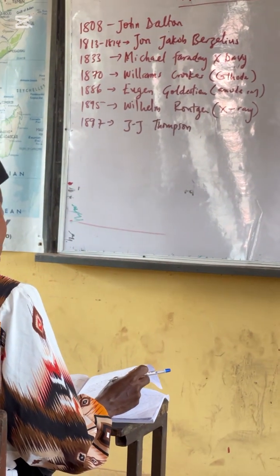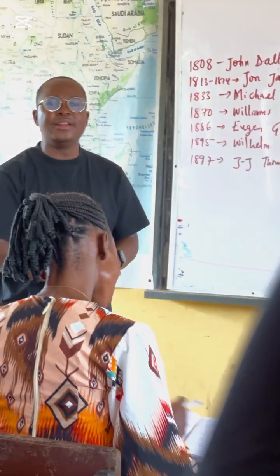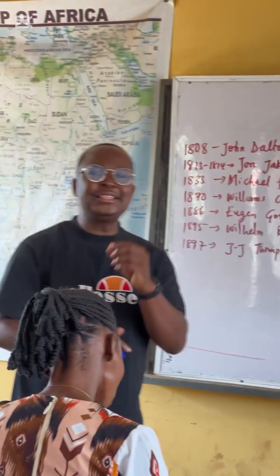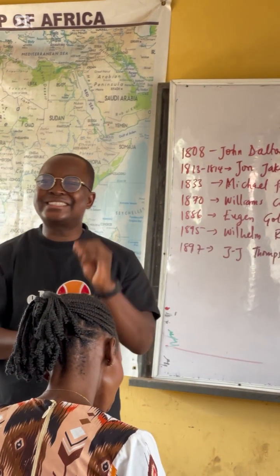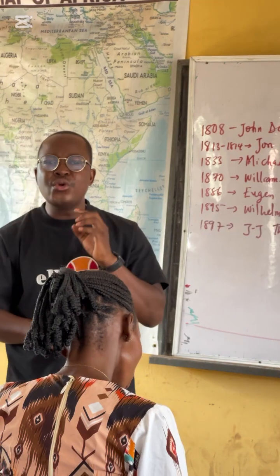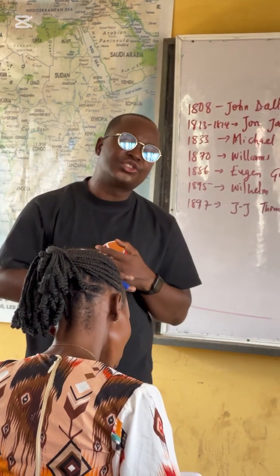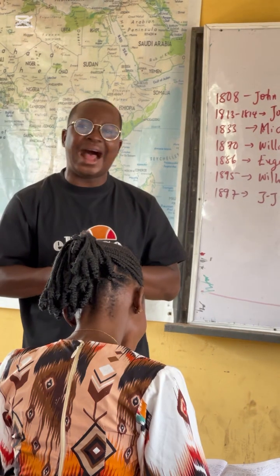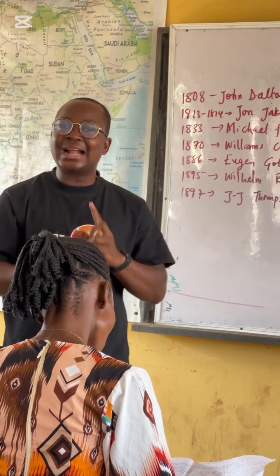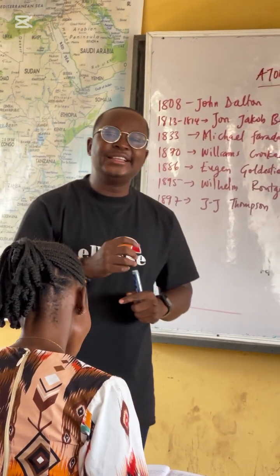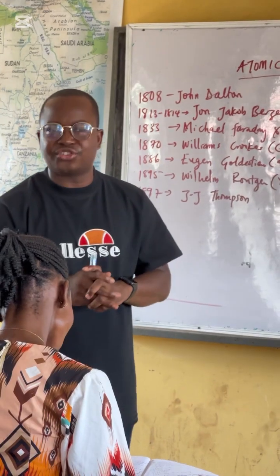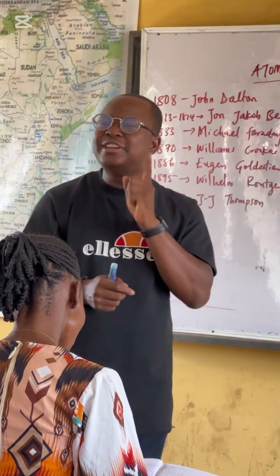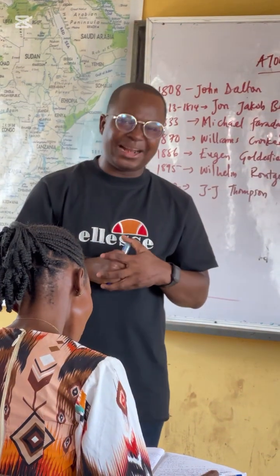Thomson performed this cathode ray tube experiment. I repeat that. In the year 1897, J.J. Thomson performed this cathode ray tube experiment where he was able to discover the electron. During this time, the electron is otherwise known as cathode ray. The characteristics of cathode ray are the same as the characteristics of the electron. J.J. Thomson discovered the electron as one of the subparticles of an atom.